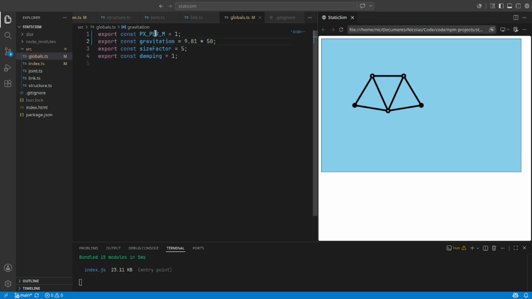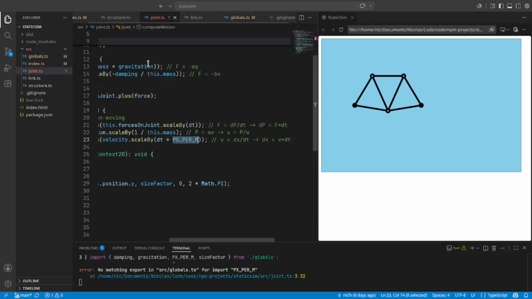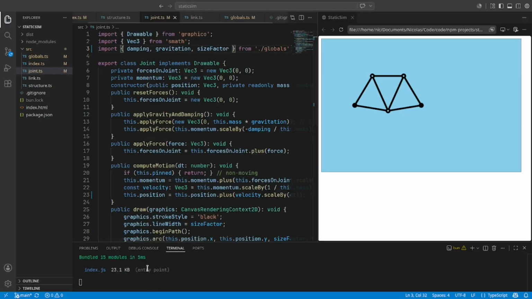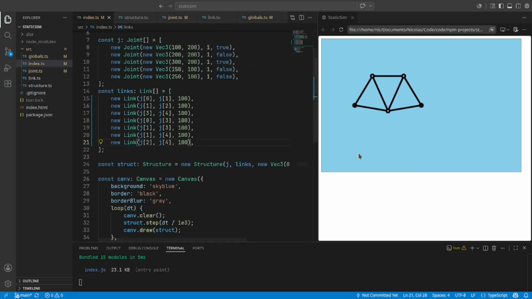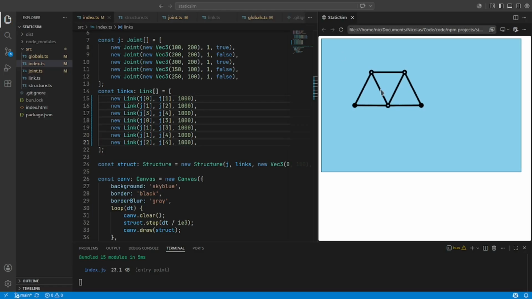So what I'm going to do here is I'm just going to get rid of pixel per meter. So now my simulation runs and I can refresh that and we should see the same simulation again. So let's try increasing the damping by another factor of 10. And this also works. I'm going to show you why it wasn't working to begin with.